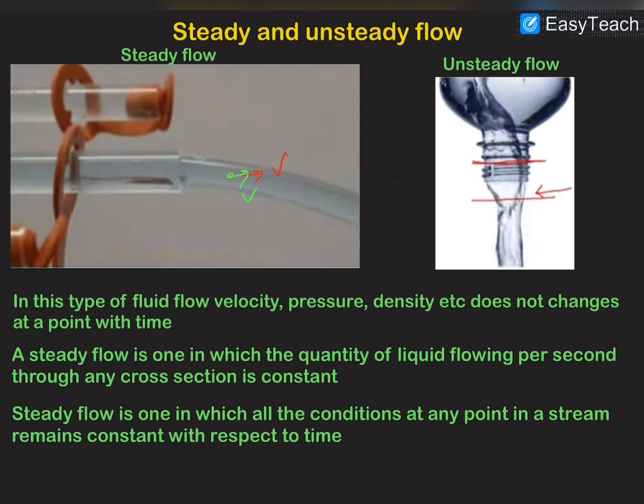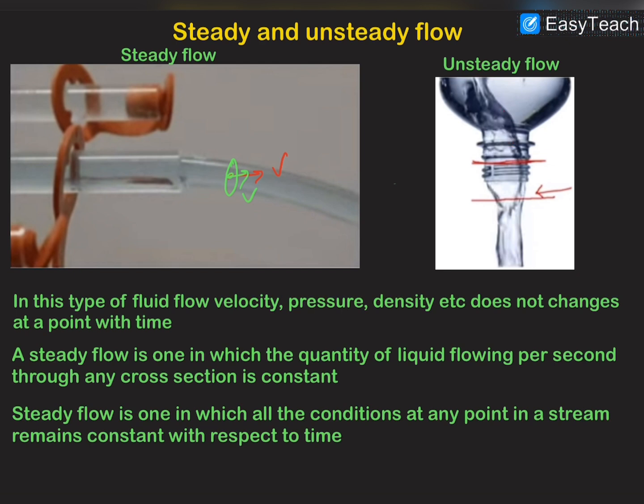And in the steady flow, the rate of volume flow of liquid through any cross section is constant, which means that the amount of liquid flowing through this cross section remains constant with time. It does not change with time. And in steady flow, obviously all these conditions like pressure, density, velocity of liquid flow remain constant at any cross section of the liquid.